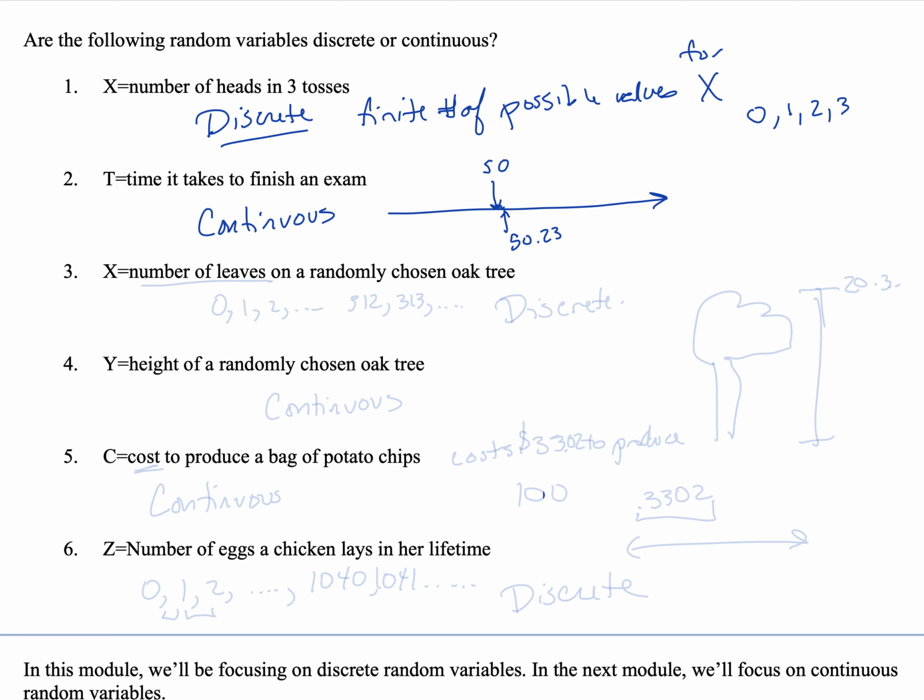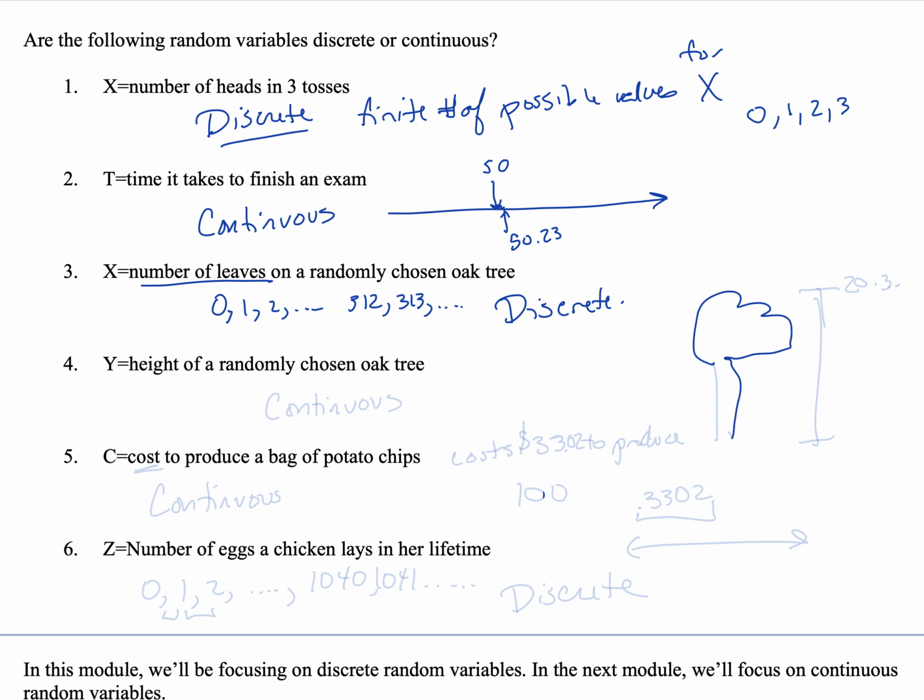X is the number of leaves on a randomly chosen oak tree. Well, there's no upper bound, there's no limit, but still we are going to think of this as discrete. If we say number of leaves, we're not talking about half leaves or 0.26 of a leaf or whatever. We're just saying it's a leaf or it's not a leaf. And so how many leaves could there be? There could be 0, there could be 1, there could be 2, there could be 312, there could be 313, etc. Even though there's no upper bound, this is still discrete because this is not a continuous scale. There are gaps.